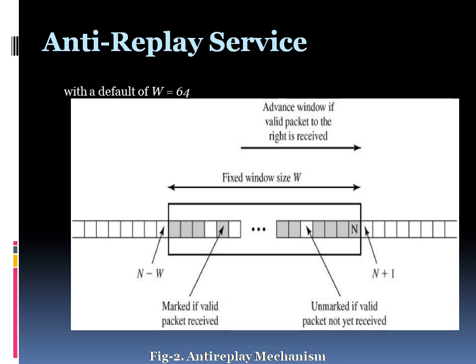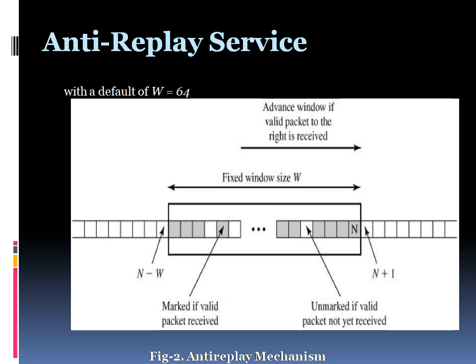When a packet is received, inbound processing proceeds as follows. First, if the received packet falls within the window and is new, then the MAC, or message authentication code, is checked. If the packet is authenticated, the corresponding slot in the window is marked, as shown here.